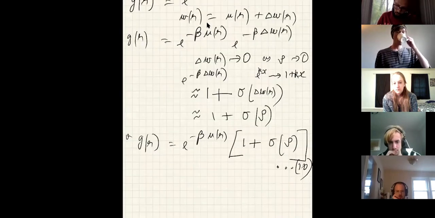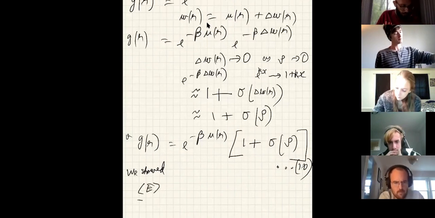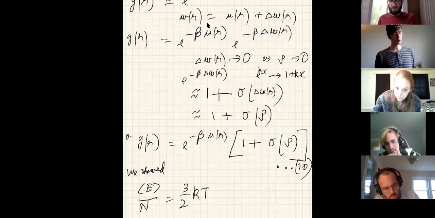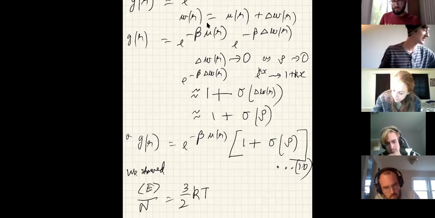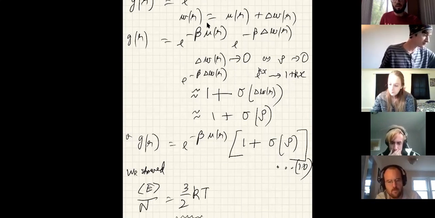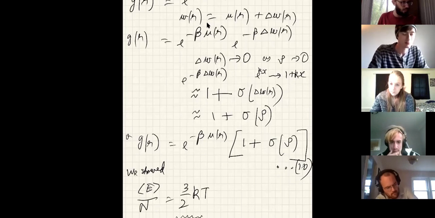So we showed that average energy by N is equal to 3 by 2 kT. And again, you can start to see similarities. Remember when we did the complicated mathematical way, we had a first term that accounted for ideal gas. Similarly, this is the term that accounts for ideal gas. And in ideal gas, you have energy coming only from momentum. So this is the term we would have.